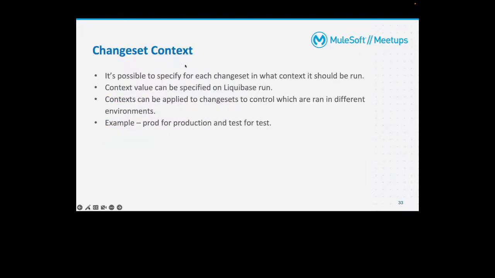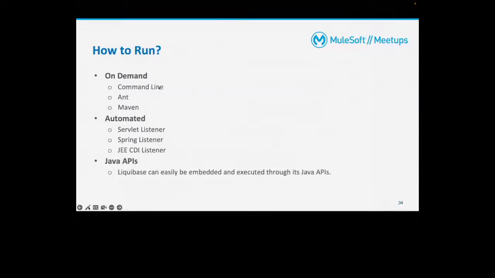And then we have a context. It is possible to specify for each change set in what context it should run. If you have to specify in which environment we have to run this script, you can use the context, like prod for production and test for test. You can add this, and you can run it using the command line, Maven, or automated, through a Spring listener, or the Java API. You can embed Liquibase and execute it through its Java APIs.